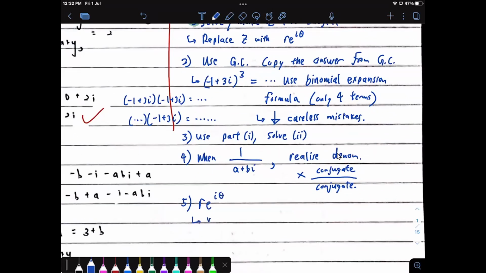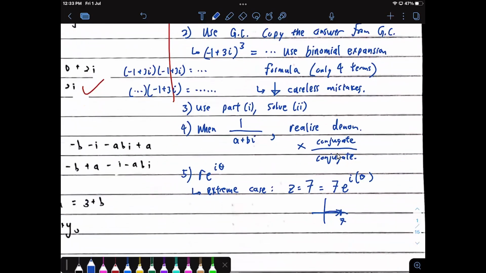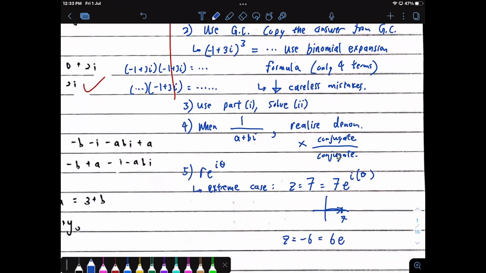Then regarding re^(iθ), for the extreme cases, what's the extreme case? For example, z equals 6. You can straight away rewrite it as 6e^(i0). How's the angle? You can tell straight away. Sorry, this should be 0. Maybe I'll change the number to make it different from the tutorial question. If this is 7, then the angle is 0 and the length is 7. Or the other extreme case is -6, right? So we get 6e^(iπ), because here it's -6, the length is 6, and the angle theta is pi.